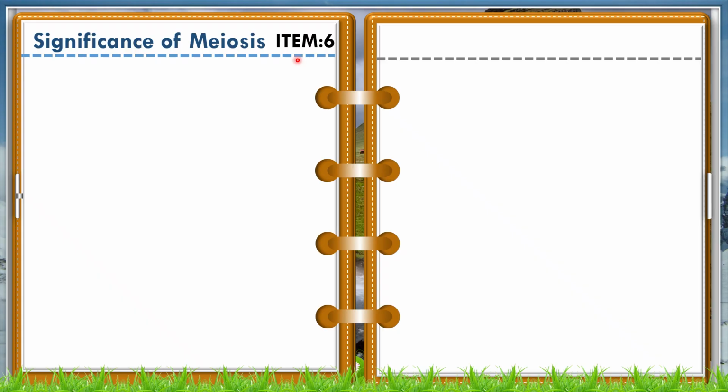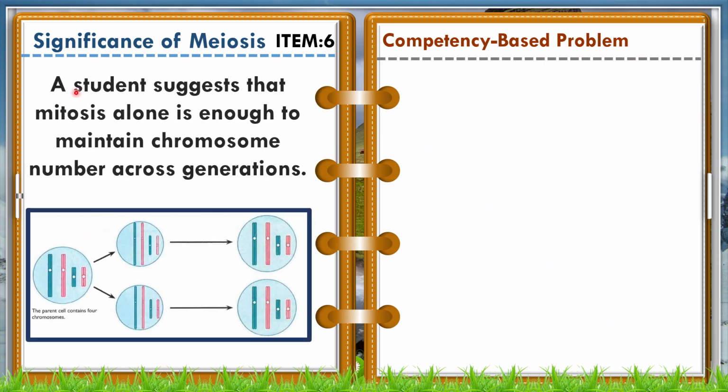Item 6, still under significance of meiosis. Let's now look at a competence-based problem. A student suggests that mitosis alone is enough to maintain chromosome number across generations.